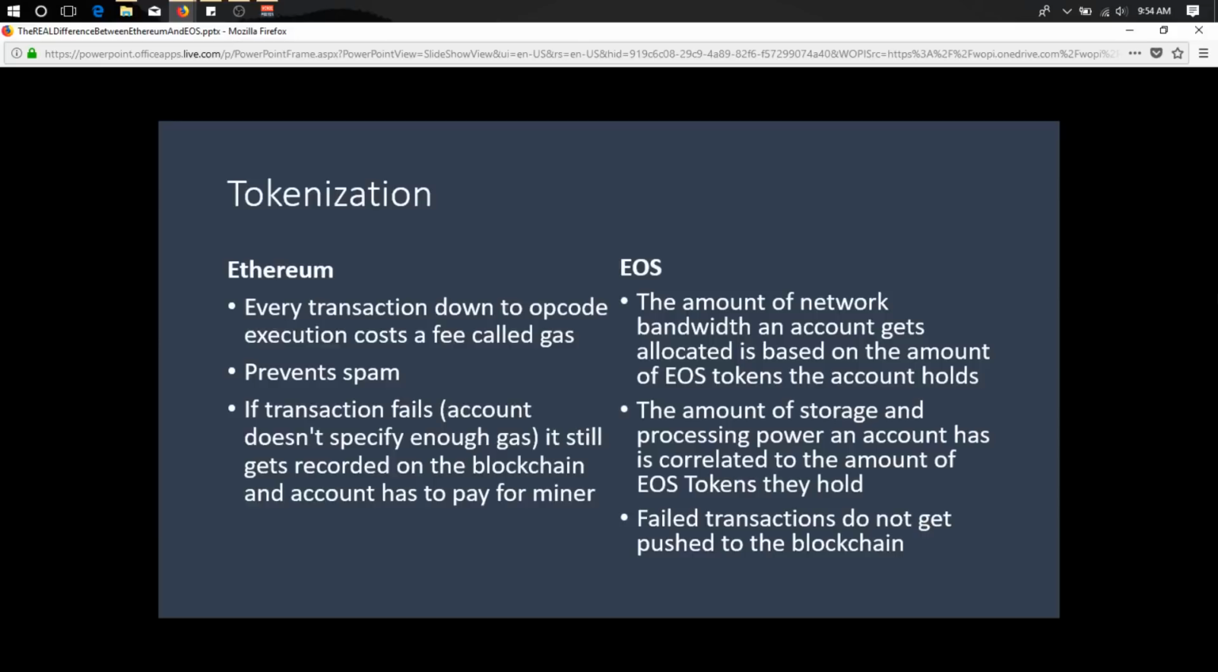On the EOS mainnet, the amount of network bandwidth an account gets allocated is based on the amount of tokens they hold. Therefore, transactions are free as long as you hold a couple of EOS tokens. Furthermore, the amount of storage and processing power an account gets is correlated to the amount of EOS tokens they hold. If a transaction fails, it does not get pushed to the blockchain and is not executed. Note that even though there will be multiple EOS chains, they will all use the same native EOS token for pricing, but the price may change from chain to chain. So some chains may be cheaper to host your decentralized application on than others.